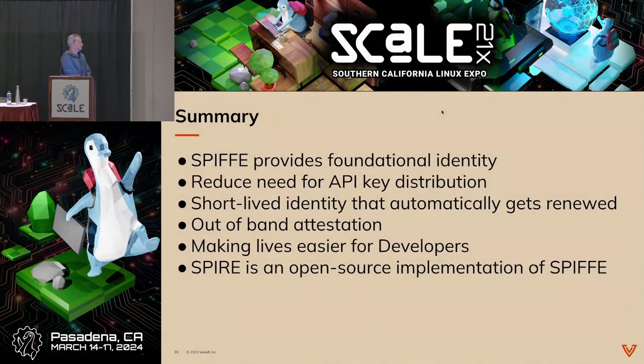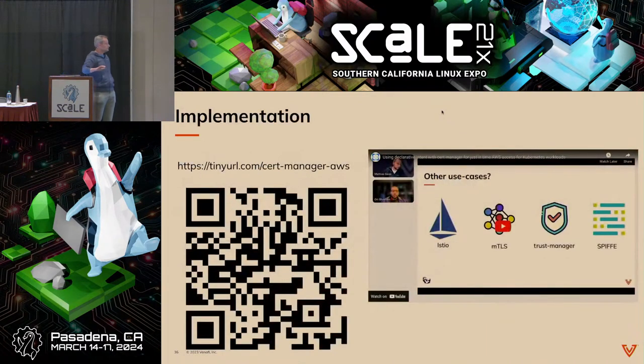To end this talk with a bit of a summary, SPIFFE provides foundational identity. It's going to reduce the need for API key distribution. It's going to give you short-lived identity that automatically gets renewed. All of the attestation and validation of your workloads happens out of band. Hopefully it is going to make the life of developers easier. They don't need to go to a Secrets Manager anymore and populate secrets in there. It's something that should be foundational on your platforms. And Spire is an open source implementation of SPIFFE. I also promised that I'm going to make it a bit easier to get started with SPIFFE.